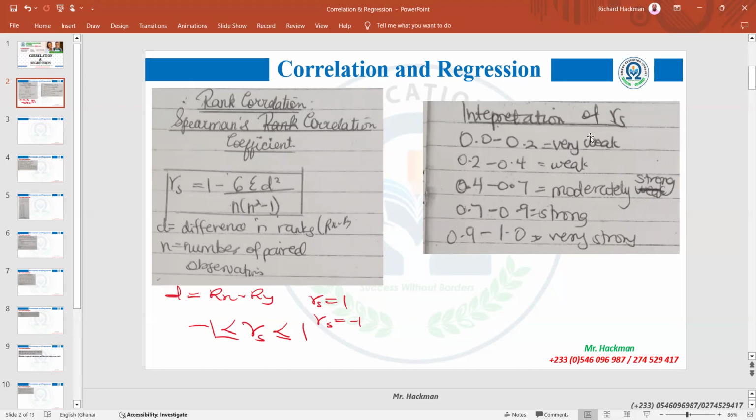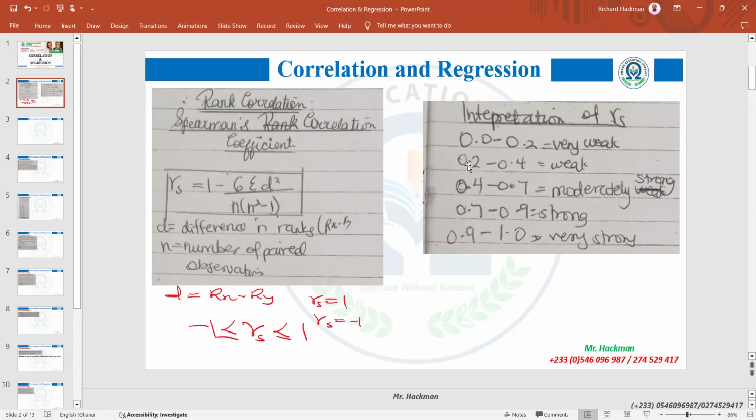So if it's negative, you attach the negative in terms of your interpretation. If your results, when you calculate, are positive, you equally say so. Adding positive or negative shouldn't be a problem. The problem is how to determine whether it is very weak, weak, moderate, strong, then very strong.